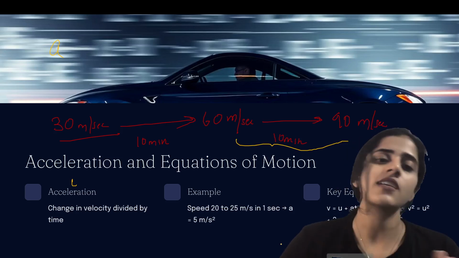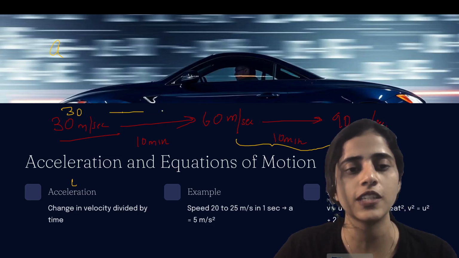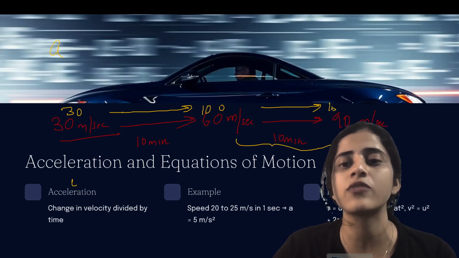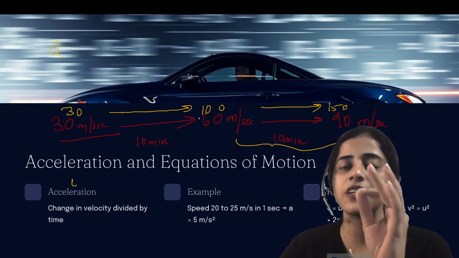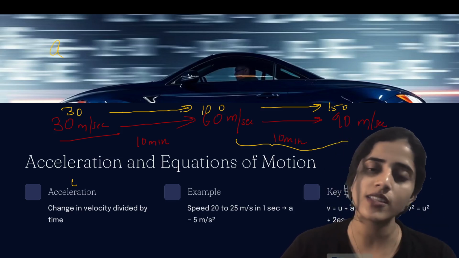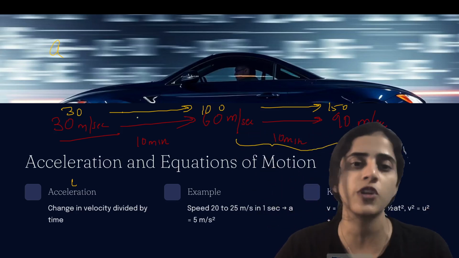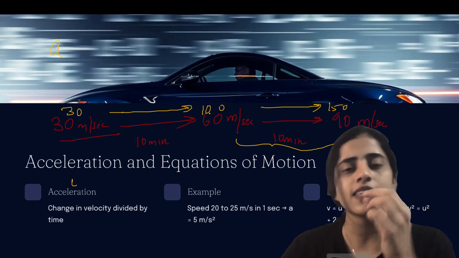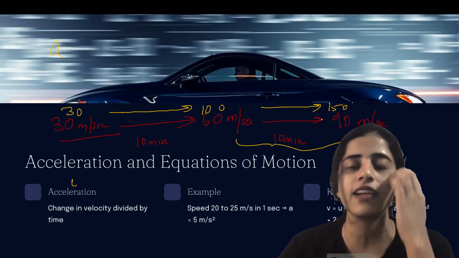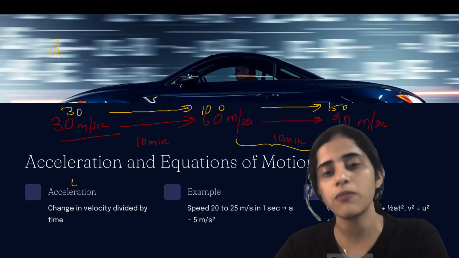Now imagine the speed varies. Let's say it goes from 30, then to 100, then to 150. Definitely when you do v minus u by t, you will not get the same answer. Now you can say it is accelerating and the speed is increasing. Acceleration is not uniform. It will just randomly increase. See, 100 minus 30 by 10 is not going to be the same as 150 minus 100 by 10. So in this case, it is not going to be uniform acceleration.